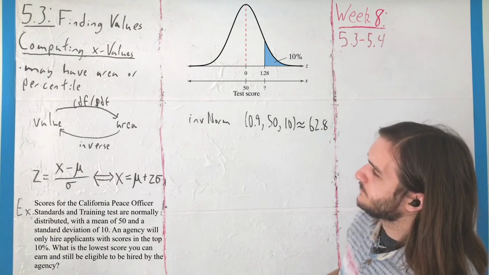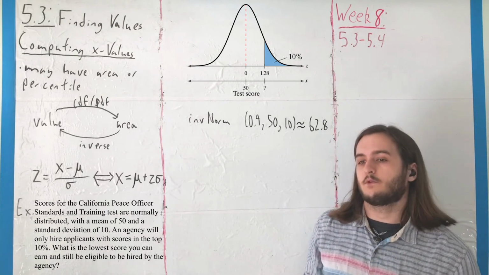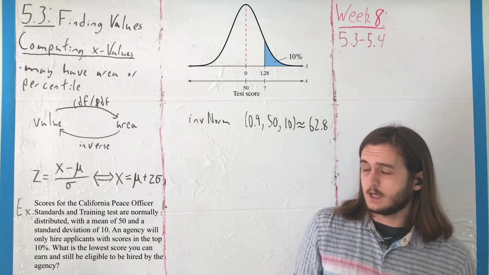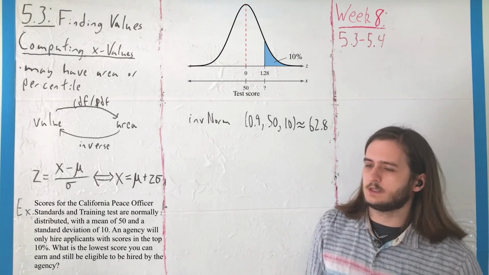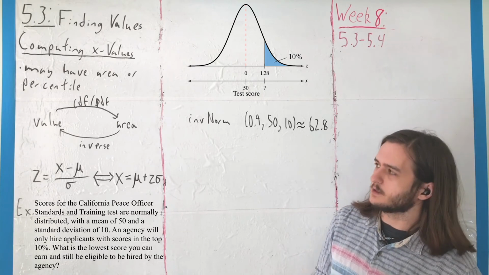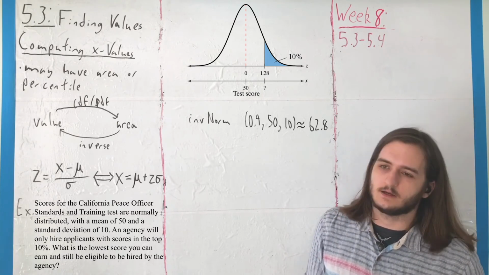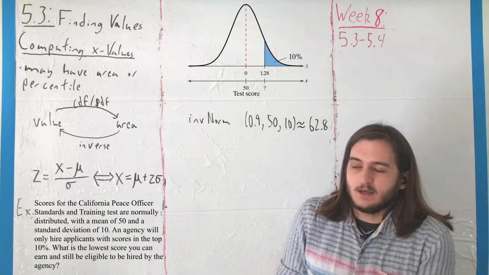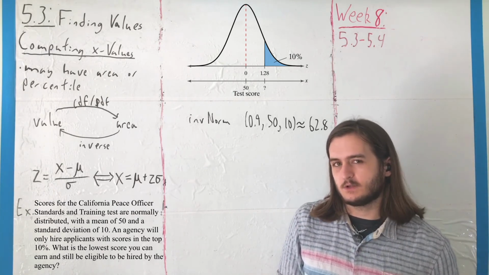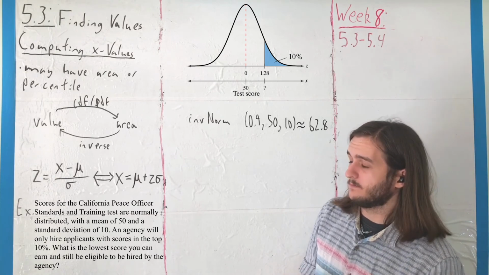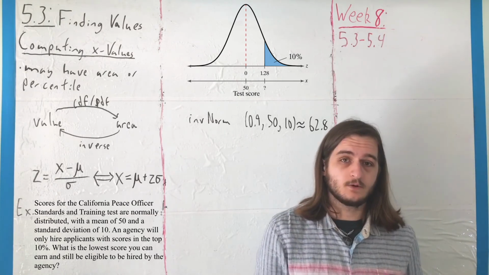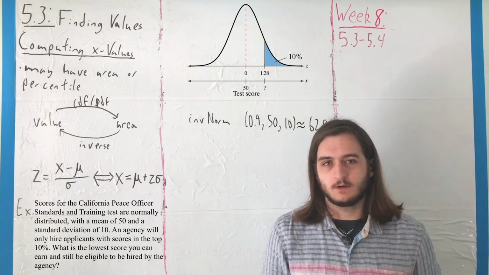So the cutoff for the top 10%, the cutoff for which you would be eligible for hiring based on this standardized test, is a 62.8. I'd be curious to know what the top score is for that. I'd have to look that up elsewhere. Anyway, that's the same idea here. It's really nothing too special, nothing too different from the earlier examples, just in terms of something specific. But we got one more example here to really make sure we're getting what's going on.